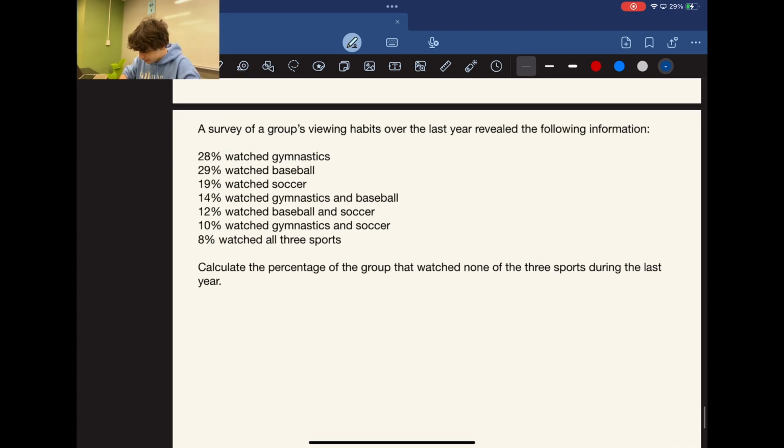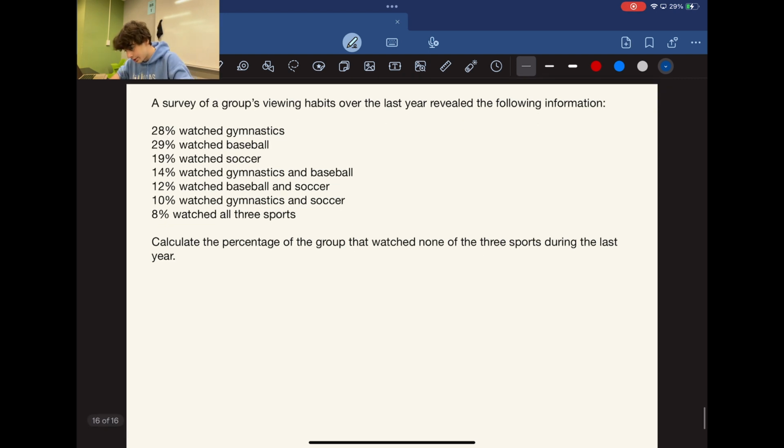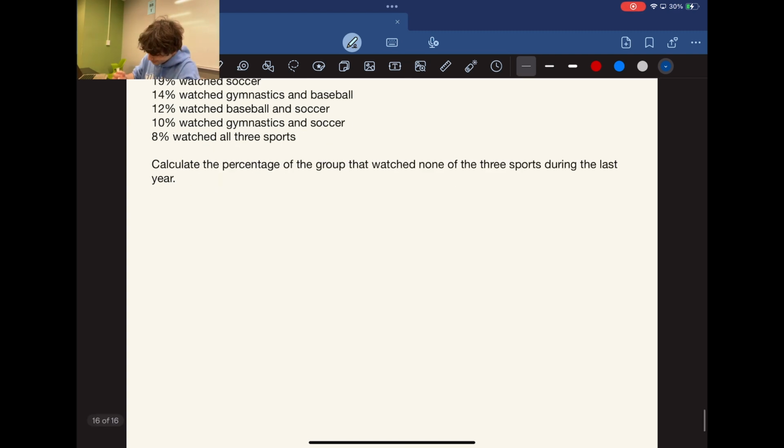Just wanted to get into this one problem, so let's read it, let's see what's going on, and let's solve it. So, a survey of a group's viewing habits over the last year revealed the following information, and then this list of percentages. So, 28% watched gymnastics, 29% watched baseball, 19% watched soccer. Then we have combinations. So, 14% watched gymnastics and baseball, 12% watched baseball and soccer, 10% watched gymnastics and soccer, and then 8% watched all three sports. And they want us to calculate the percentage of the group that watched none of the three sports during the last year. So how are we going to solve it?